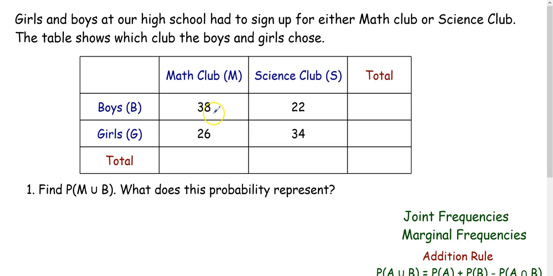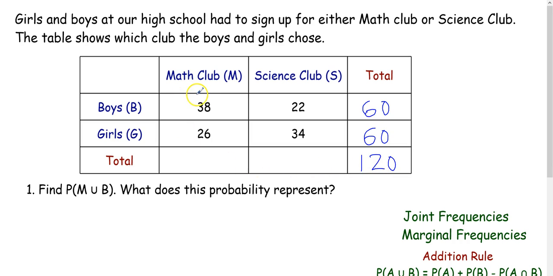Now let us go ahead and get the totals. The total number of boys, that is 38 plus 22, is equal to 60. Total number of boys is 60, and girls, 26 plus 34, is also 60. And so the total number of boys and girls combined together is 120. 60 plus 60, 120.